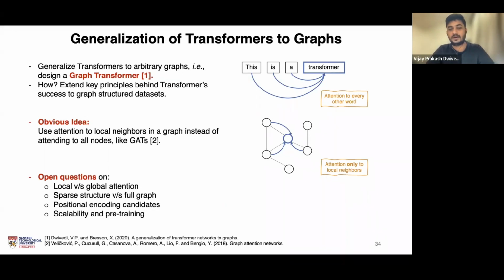But if we see now, there are open questions, such as whether we should use local attention or global attention, and that means whether we should use the sparse structure of the graph, or resort to the full graph structure as is done in the case of sentences. What are the positional encoding candidates to consider, and also the questions on scalability and pre-training. So in this work, generalization of transformers to graphs, we try to address some of these questions, and we have a baseline graph transformer developed as a result.